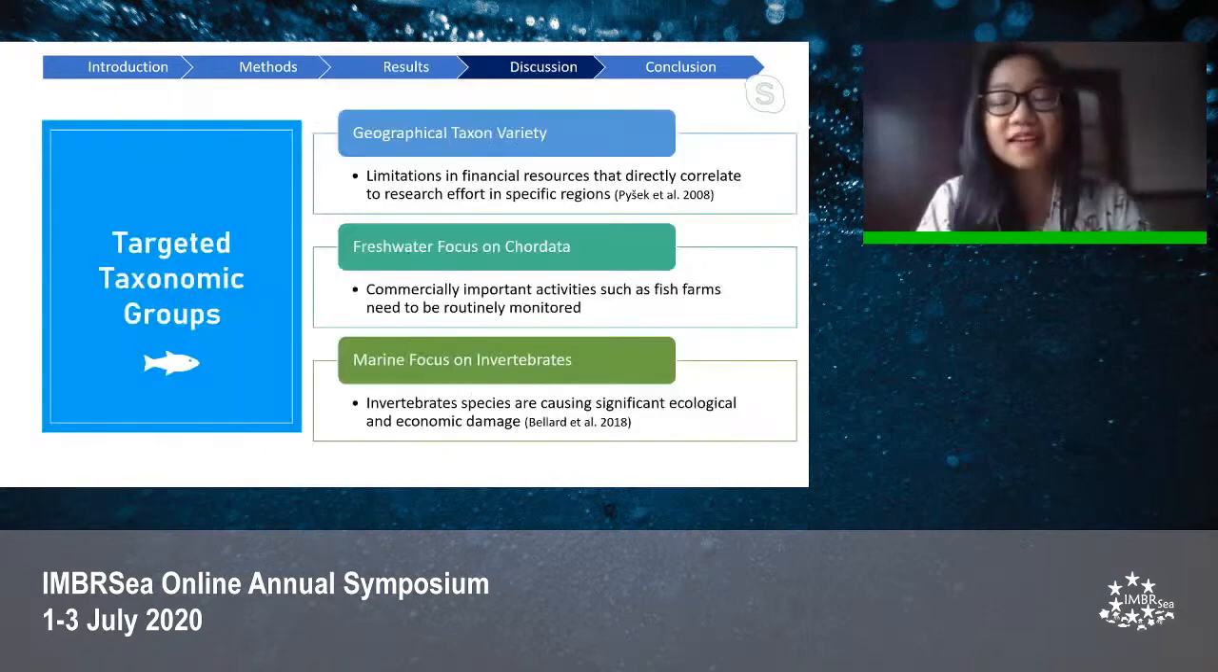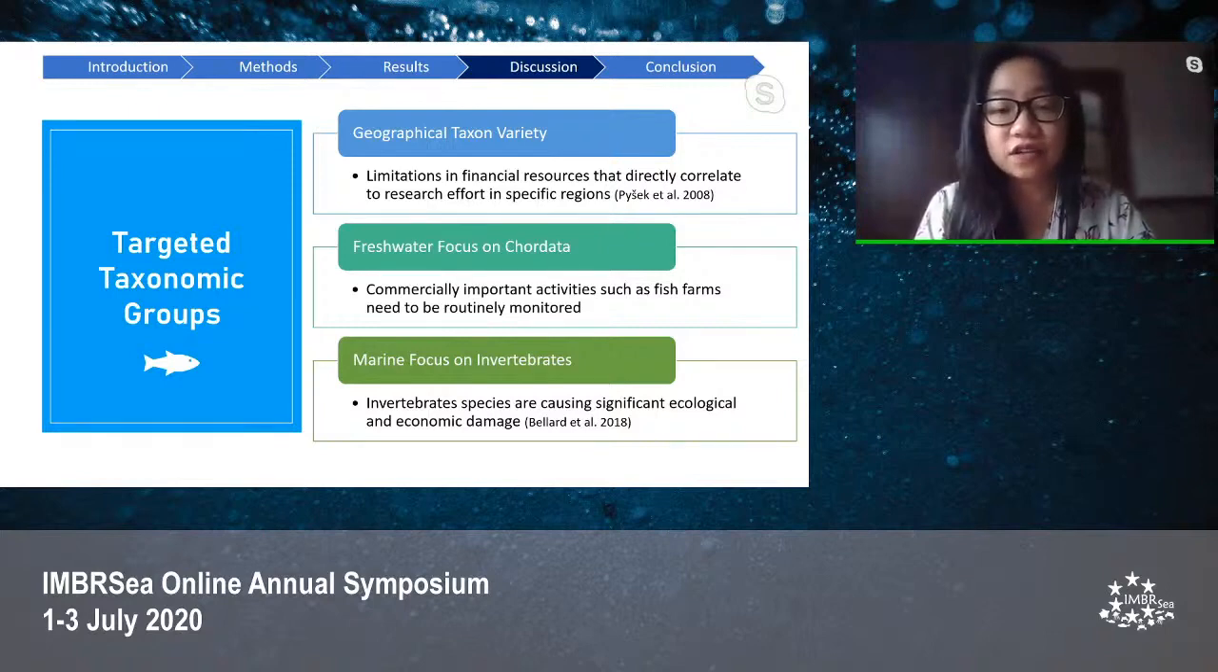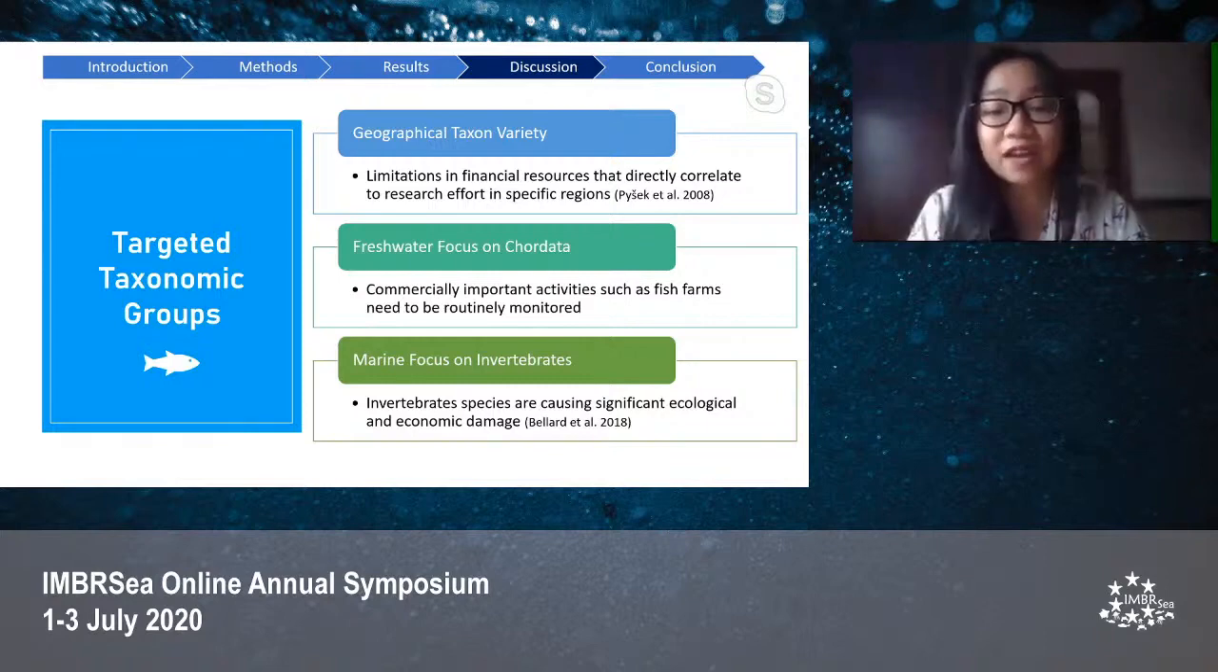There could be less taxonomic diversity of studies in South America and Asia because of the limitations in financial resources that directly correlate to research efforts in those regions. So even if there are concerns of invasion, studies that target those species and actually do find presence may not be able to further investigate if AIS management is not given appropriate economic resources.